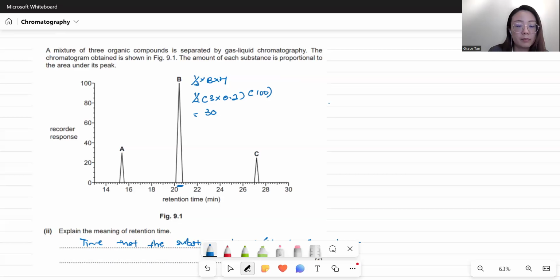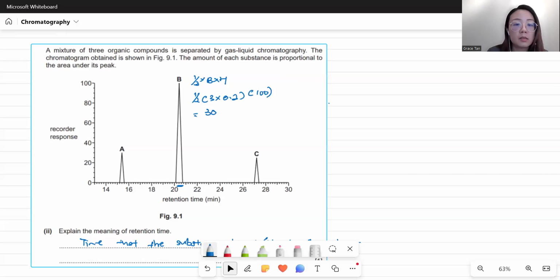Now, you can see 20 to 22. Look at the cursor. 20 to 22 is 10 small boxes. That means one small box is 0.2, and the base of B is 3 small boxes. That's why it's 3 times 0.2.